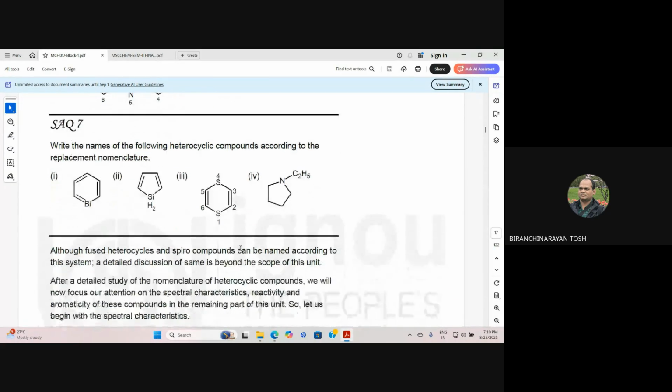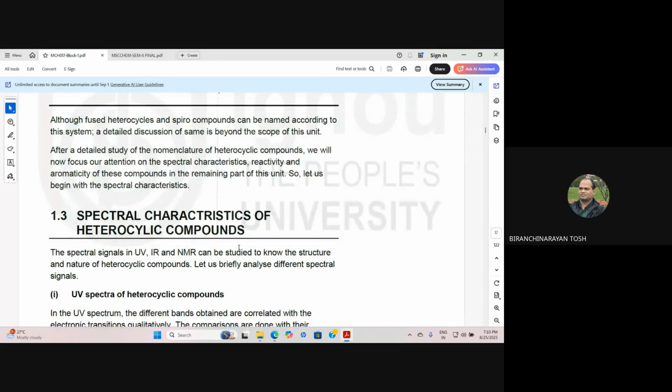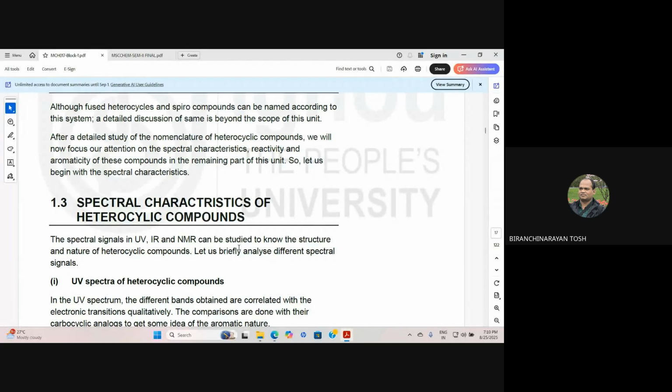So this is all about the nomenclature. Then the special characteristics of heterocyclic compounds. We study here UV visible spectroscopy or UV visible characterization, IR, NMR, all these things, and you should know the basic things regarding IR, NMR. Yes or no? Did you know or not?